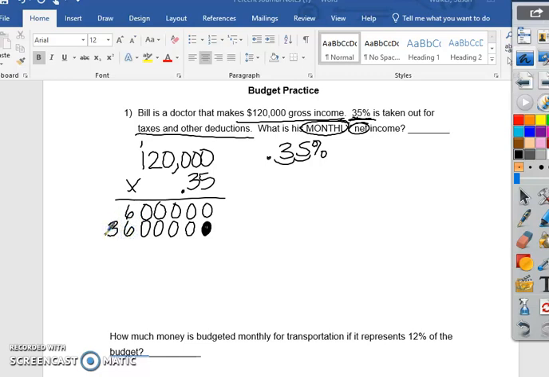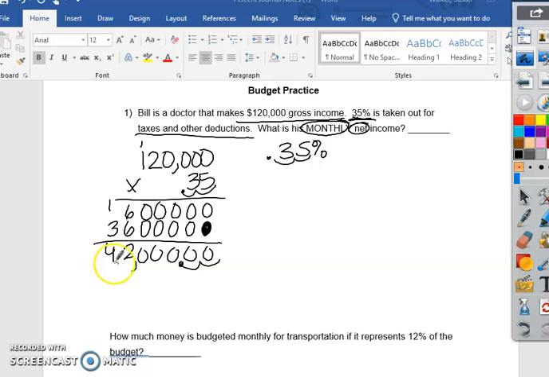Okay. $12, $4, 1, 2, 1, 2. So based on this, I'm saying $42,000 a year is taken out for taxes and other deductions, guys. And I know this seems like a lot of money, right? So you have to think, when you make more money, you have a higher percent actually taken out, okay? That's where you hear something called tax brackets.